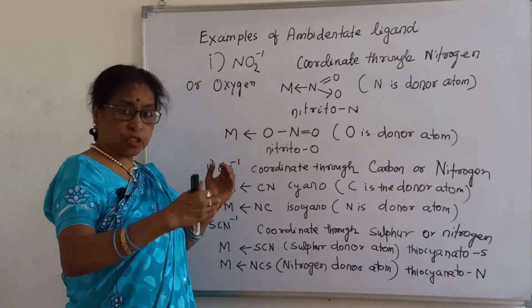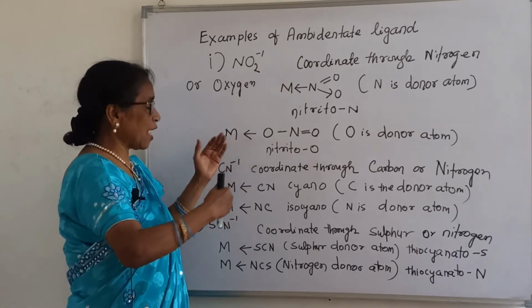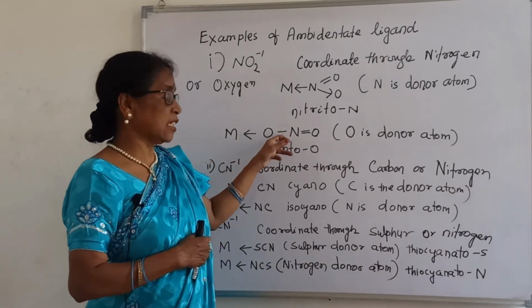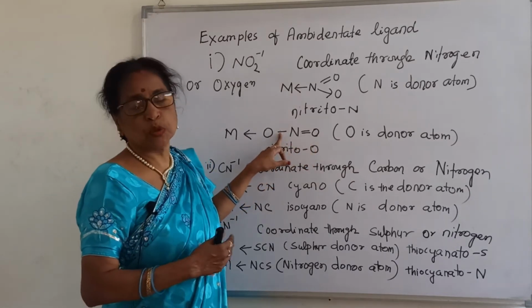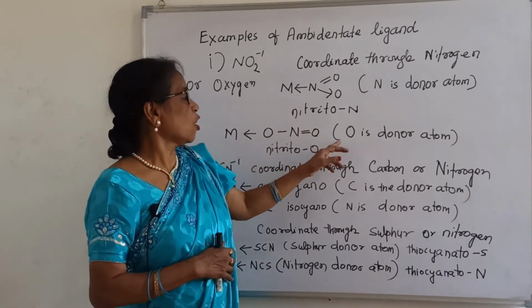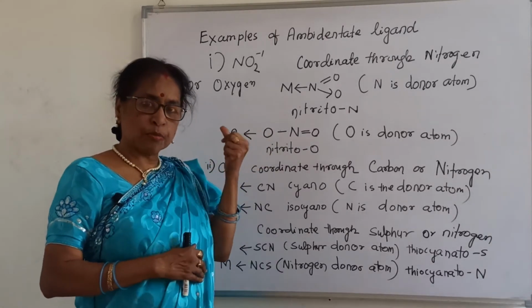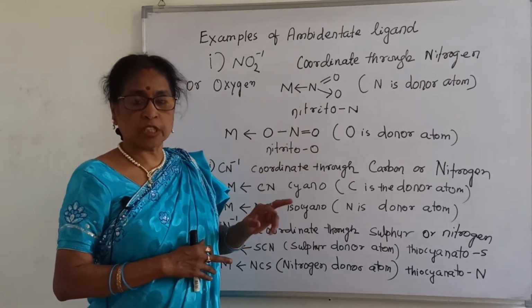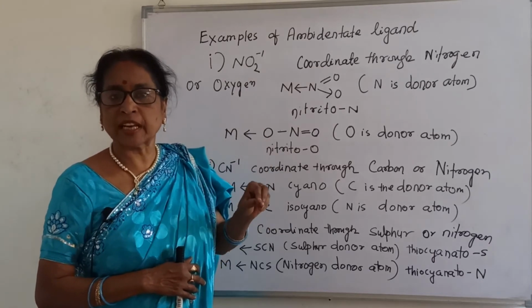Second case: if oxygen is towards the central metal atom, it can behave as a donor atom. Then what happens? The arrow mark should be towards the central metal atom, and here nitrogen has one bond on this side and two covalent bonds on this side. Two bonds mean one should be sigma, the other a pi bond. Now here oxygen is the donor atom, that means the arrow mark should be towards the metal. What is the name? Nitrito O. O means oxygen is bound to the central metal atom.